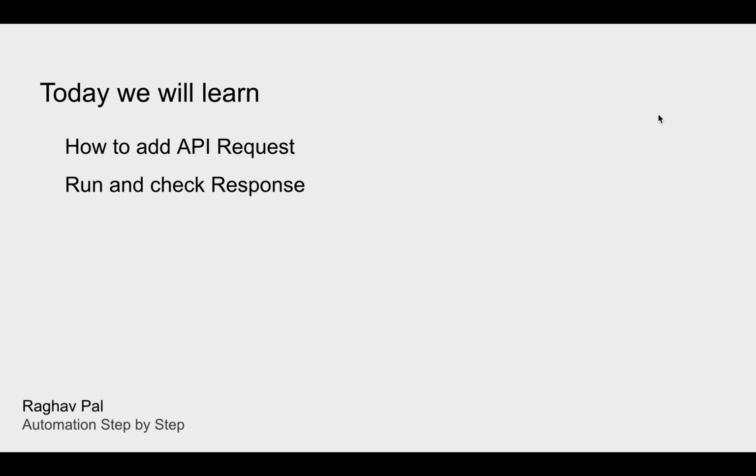Today we are going to start creating our first API request on Postman, and this is going to be very easy and very interesting. In the last session we have already started with Postman. We set up an account and now we will learn how to create an API request in Postman, and we will see all the parameters of an API request, and then we will see how to run and check the response.